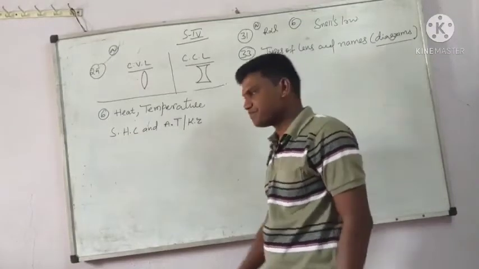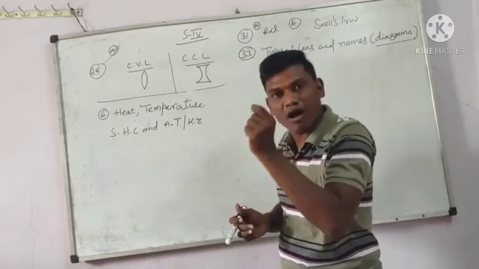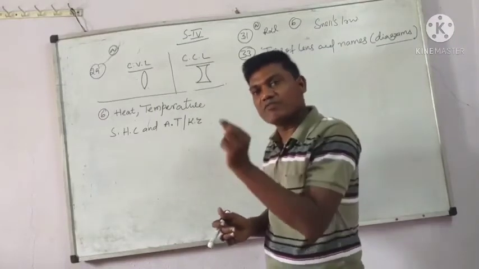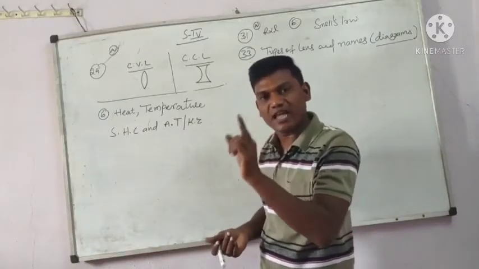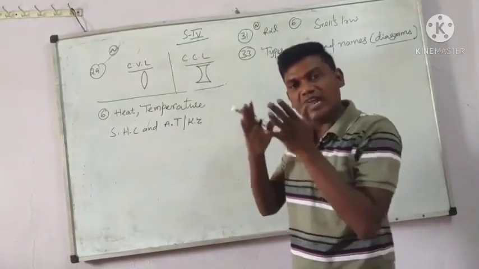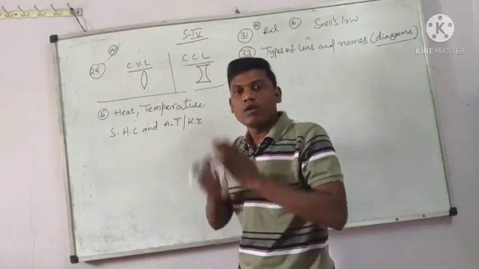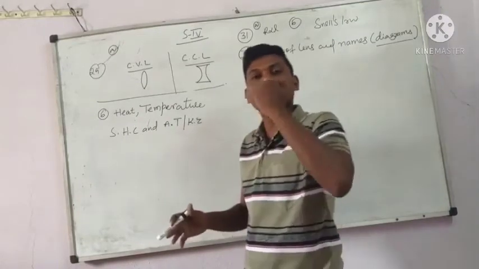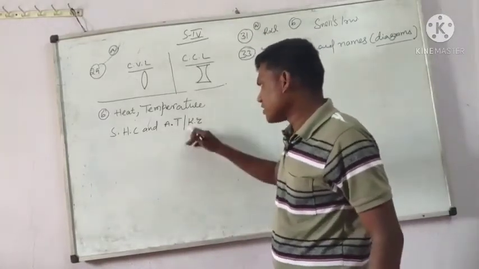Specific heat capacity: the amount of heat energy required to raise the temperature of 1 gram or a unit mass of a substance through 1 degree Celsius or 1 Kelvin is called specific heat capacity. Next, absolute temperature or Kelvin zero.